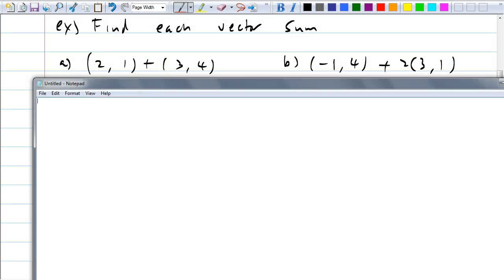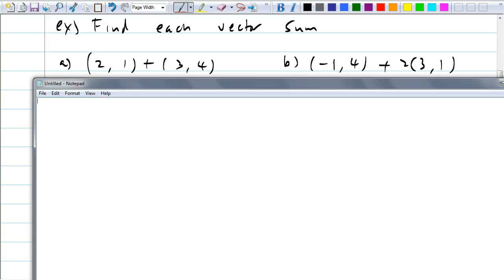Go ahead and find each vector sum. This is one of the simplest ones that I could ask you. A, add these two vectors, 2, 1, and 3, 4. B, add these two vectors, negative 1, 4, plus 2 times 3, 1. Okay, it's just really simple. So go ahead, everybody try, see what you get.